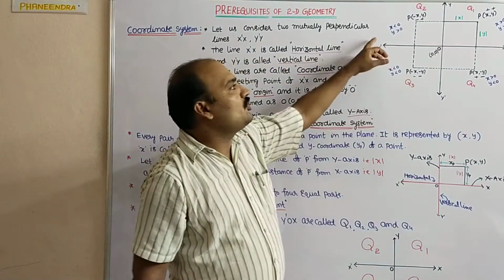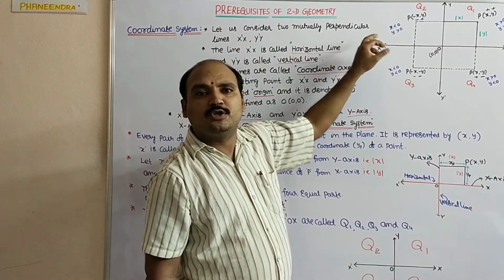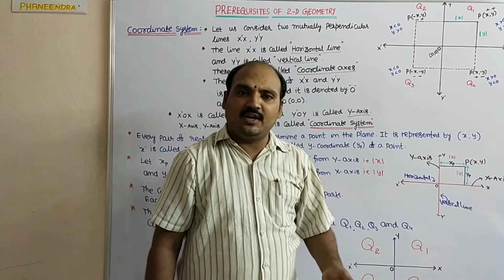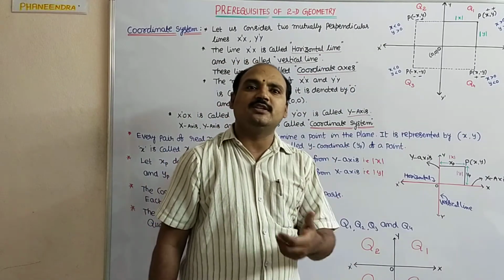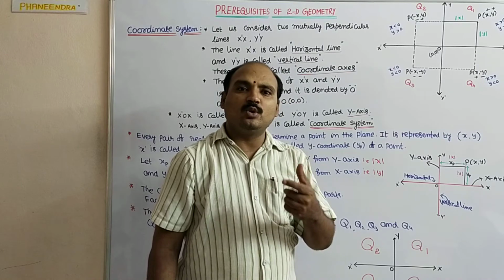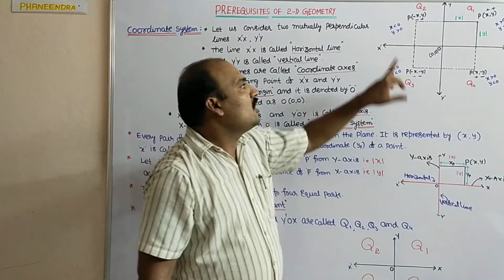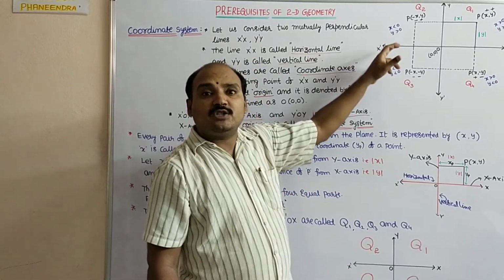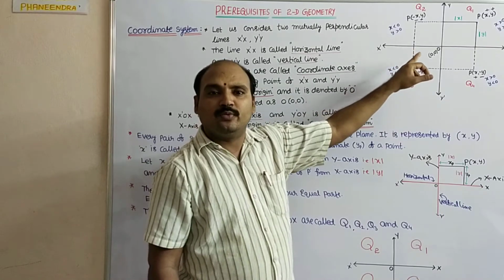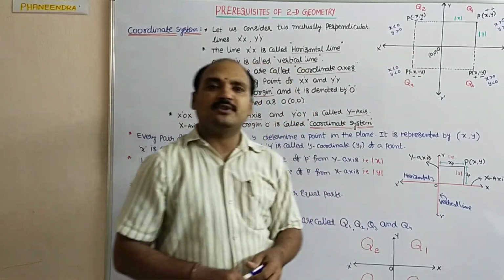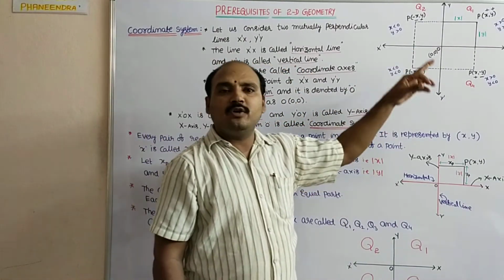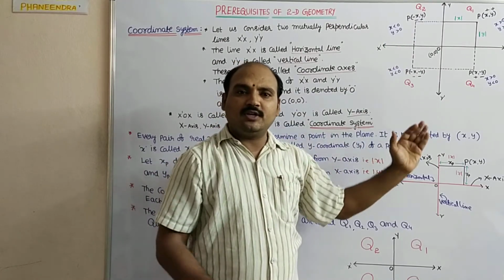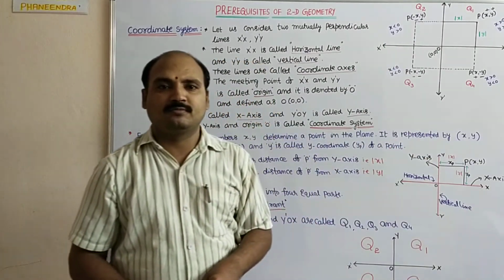In the same way, if we take a point related to quadrant 2, minus 2 comma 3, x is equal to minus 2 which is less than 0 and y is equal to 3 which is greater than 0. Therefore, the point P of minus 2 comma 3 belongs to quadrant 2. This is the way a point is represented in the plane according to the quadrant. Let us move to another concept.